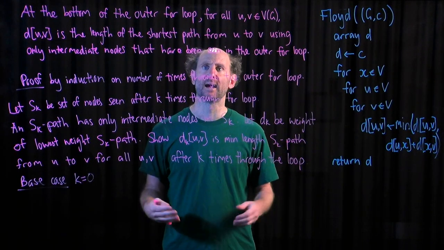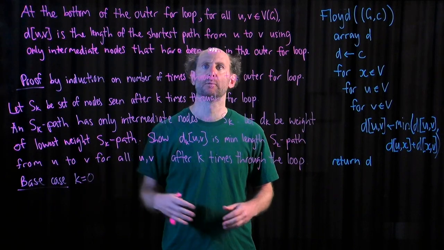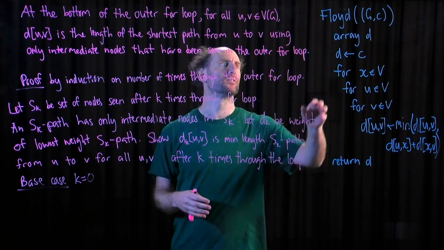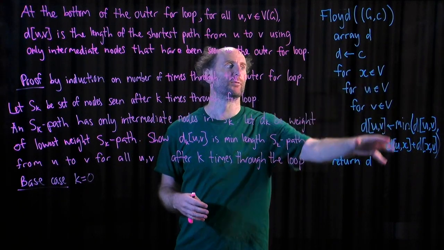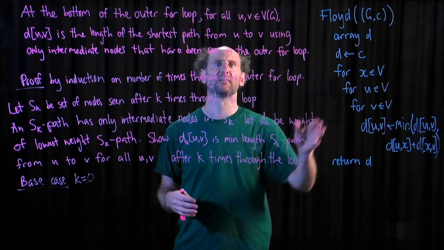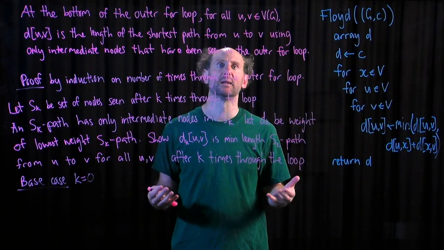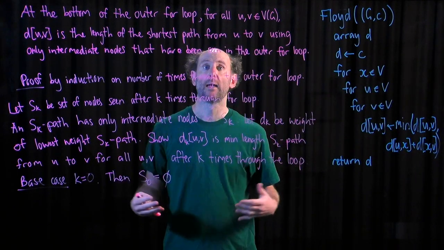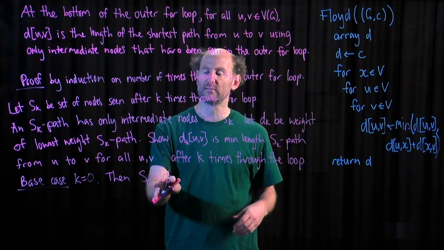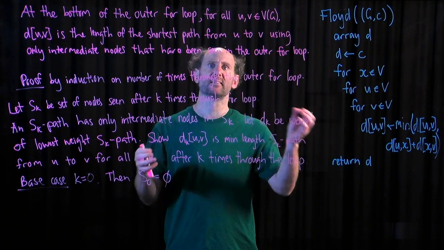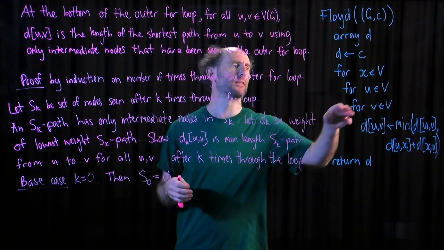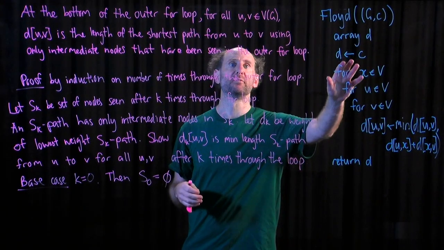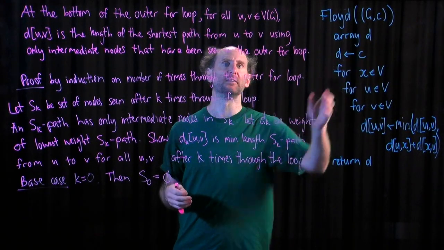So the base case of our induction proof is when k equals 0. In this case, we haven't been through the for loop at all, so S_0 is just the empty set, and the result holds. And the result holds since any path is just a single arc, and before we run through this for loop, we've set D_0 to be C.